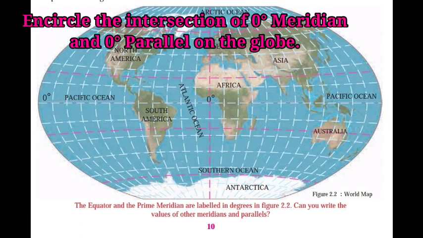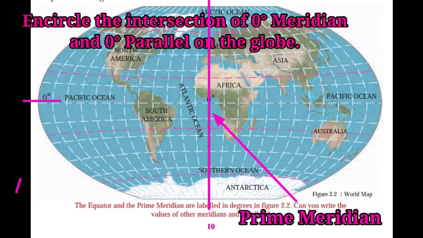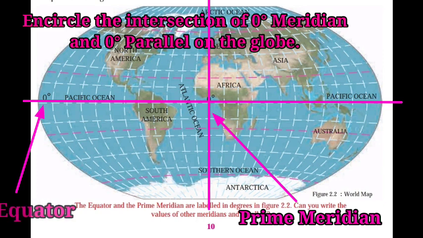Question number 3: Encircle the intersection of the 0 degree meridian and 0 degree parallel on the globe. You can see in this figure the 0 degree meridian means the prime meridian and the 0 degree parallel means the equator. We are going to encircle this intersection point on the map, and this is the point of intersection of the prime meridian and the equator.